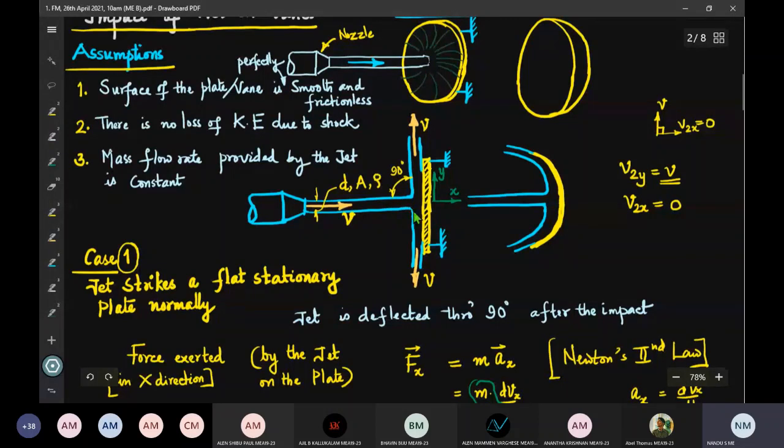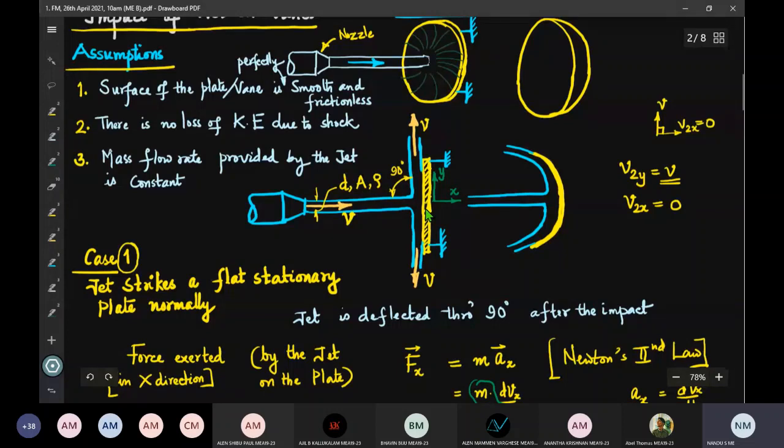See, you should not be confused. The velocity of the jet after striking is there, and its magnitude is v itself. Here also you can have a confusion: we may feel that the velocity of the jet does not decrease after striking. Practically, the answer is yes, it will decrease. Kinetic energy can be lost, but we have an assumption: there is no loss of kinetic energy due to shock. So under this assumption, the magnitude of the velocity of the jet will remain the same.